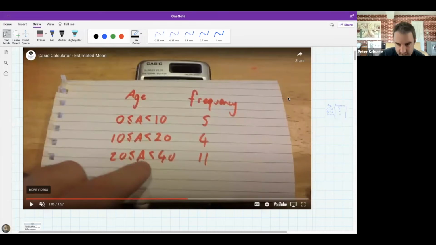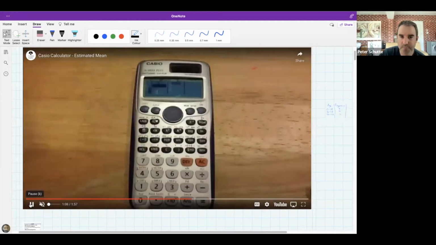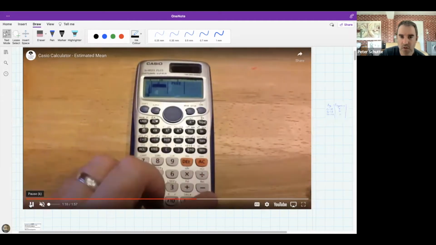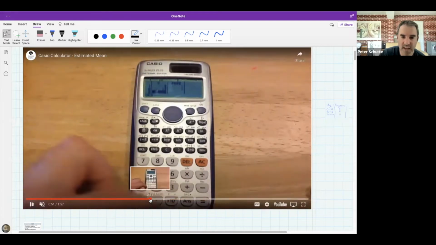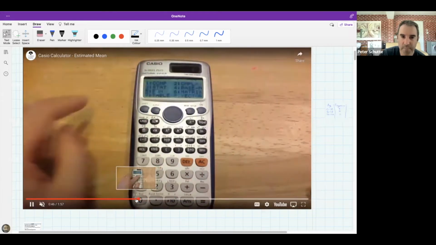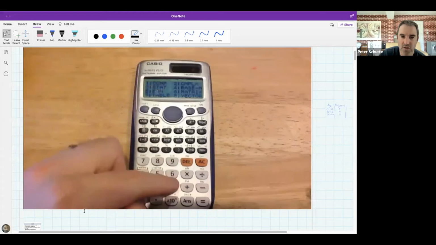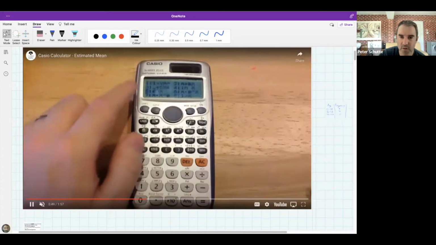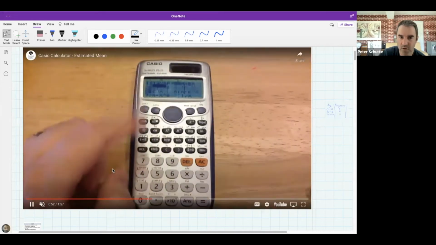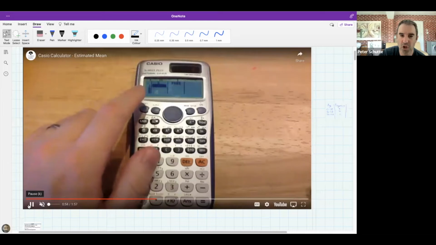How do I get to the table? So you go Shift Stats. Let's have a look here. Okay, so you want to know how to get to the table. There are 2 ways of doing it. You go into the stat mode, or you can go through data.